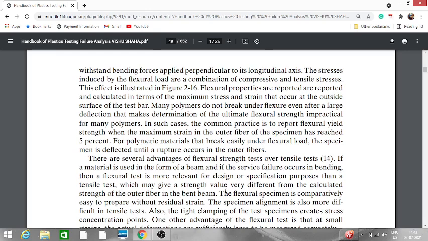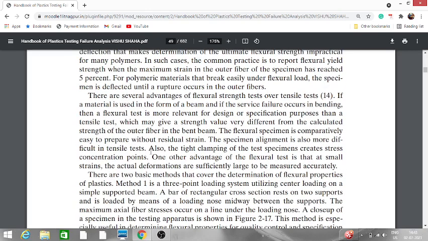The flexural specimen is comparatively easy to prepare without residual strain. Naturally, for tensile we have to make a dumbbell shape, but here we just need a beam, so it is easy to prepare. The specimen alignment is also more difficult in the tensile test because you have to clamp them, one to the non-moving part and the other to the moving part. Also, tight clamping of the test specimen creates stress concentration points.